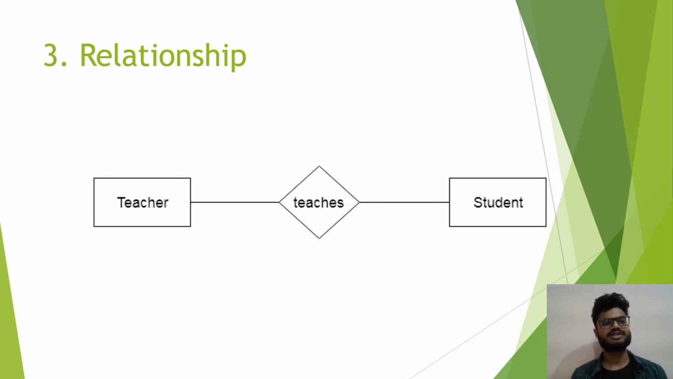The third one is relationship. How one entity or table is related to another is known as a relationship. A teacher is related to a student by the relation teaches. So a teacher teaches a student. Some other examples: an employee works for a department. A student is studying in the computer science department. So the student and department relation is studying.